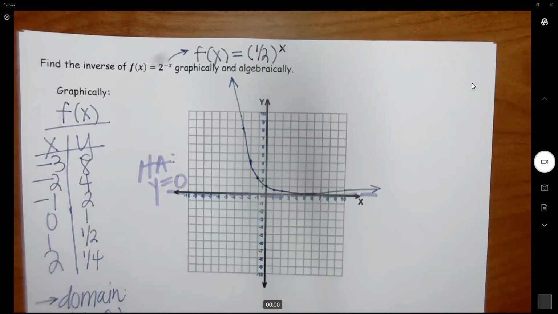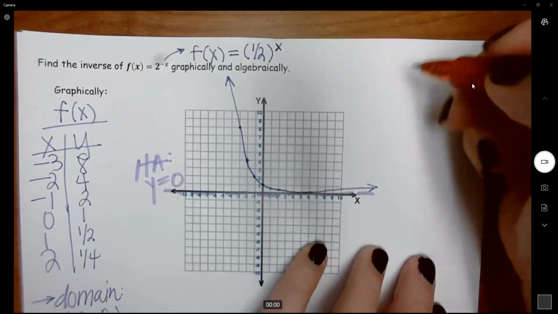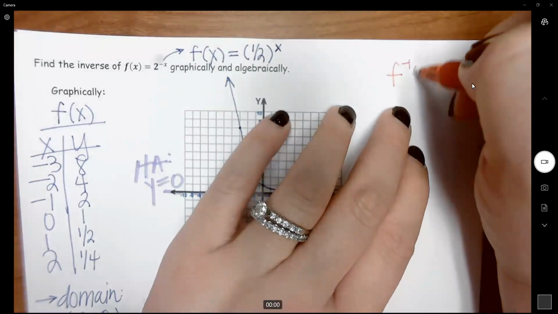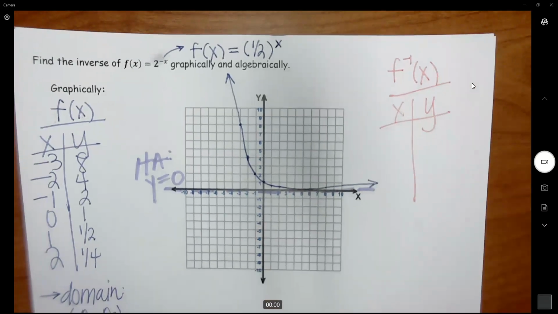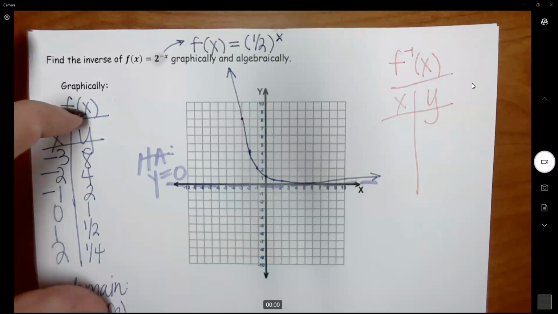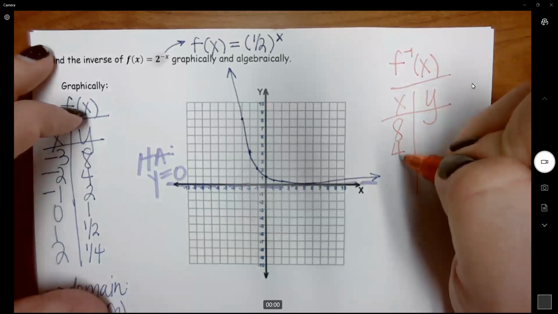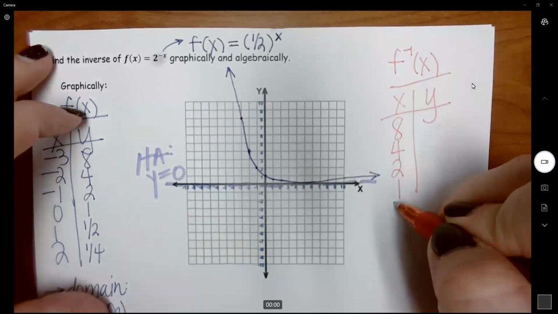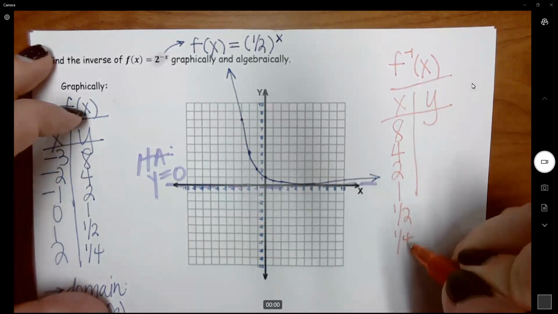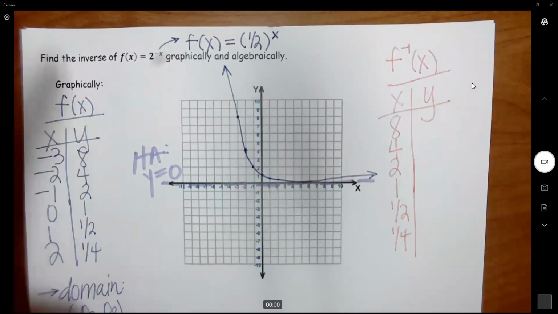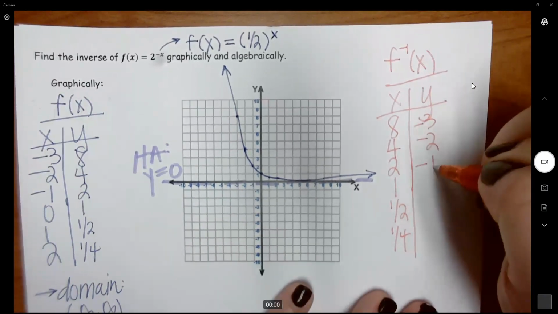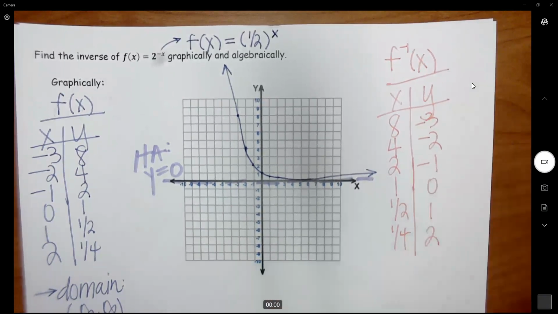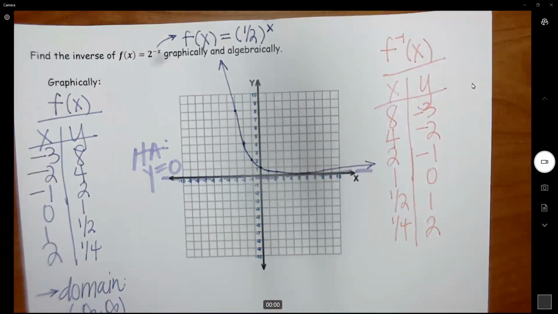All right. So now to do the inverse of my function, I'm just going to take my x and y coordinates and switch them. So my y coordinates now become my x, and my x coordinates become my y. So now I'm going to plot these points.